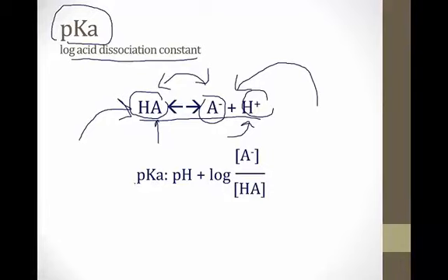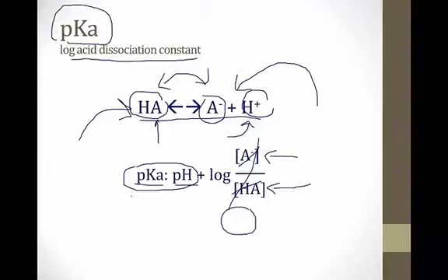So we can define the pKa as the pH plus the log concentration of the unprotonated form, the A negative form, to the protonated HA form. And so anytime this concentration is equal to this concentration, these two cancel out and this will be equal to 0, and therefore the pKa will be equal to the pH. So remember that the pKa equals the pH anytime the concentration of A negative and HA are equal in solution.